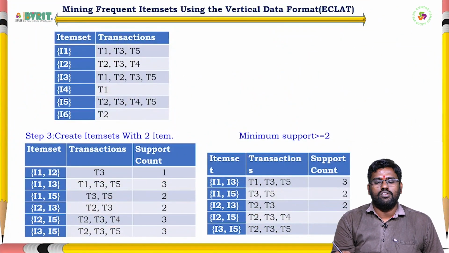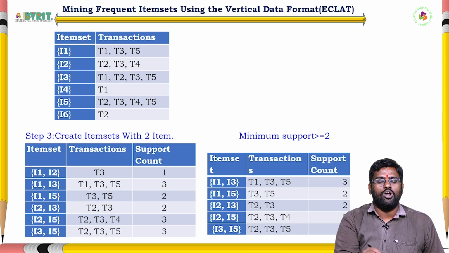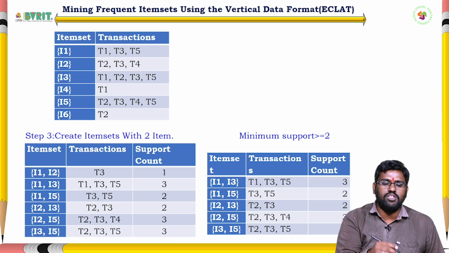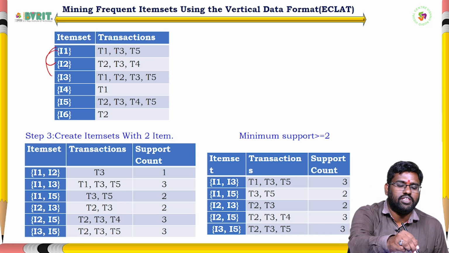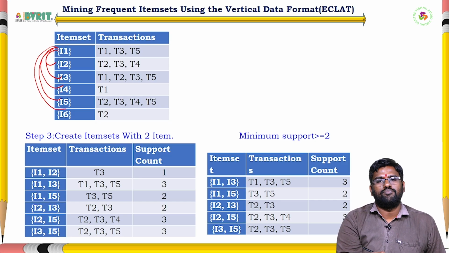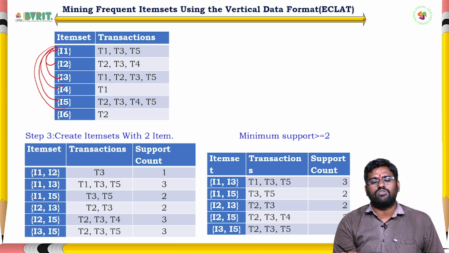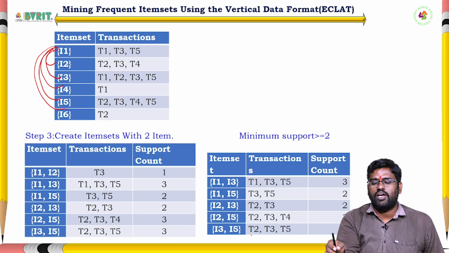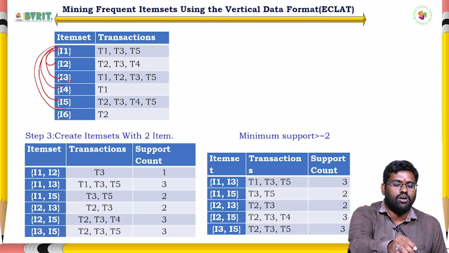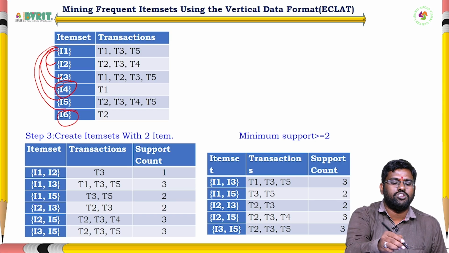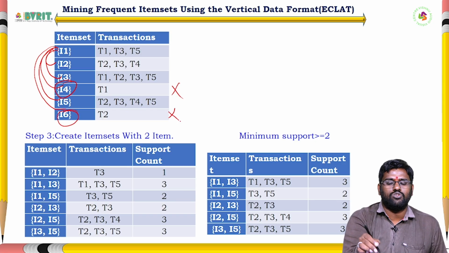Now we need to take the two item comparisons. Previously we had one item sets, now we find two item sets. That means I1 with I2, I1 with I3, I1 with I4, I1 with I5, I1 with I6. Then I2 with I3, I2 with I5. Like that we compare all those transactions one by one, and finally write the support count for each. I4 and I6 were removed from the structure, so we don't consider those.